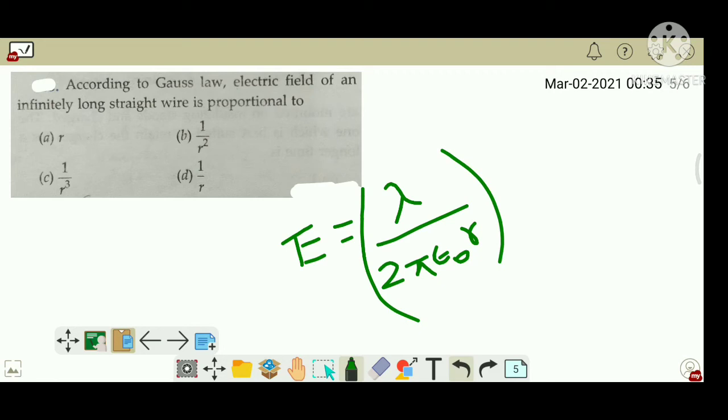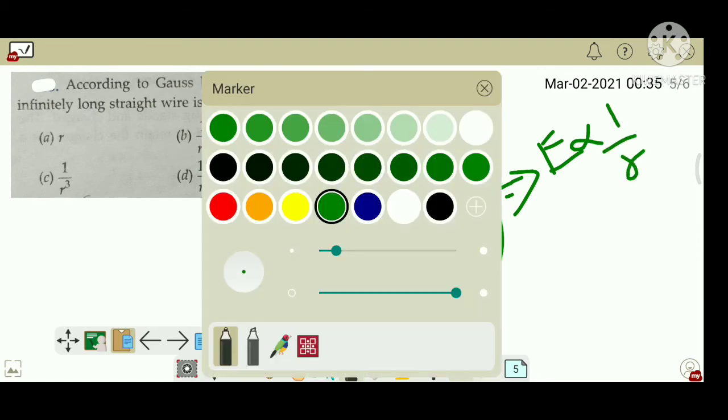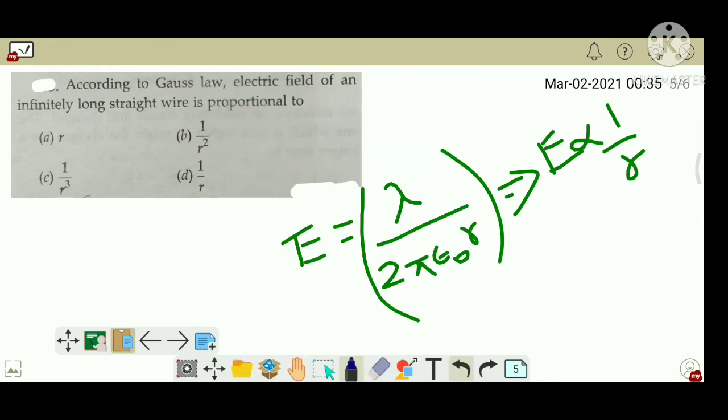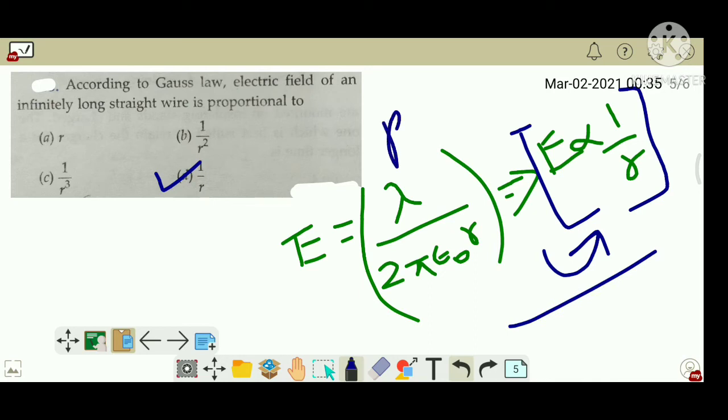Similarly, here you can see easily, because E is inversely proportional to R. E is inversely proportional to R, so you can easily mark option D, 1 by R proportional. So it has been derived according to the Gauss law. It's a very important derivation. Okay, you must remember this. Note it down and keep on revising.